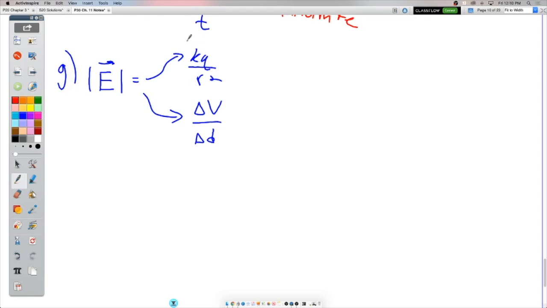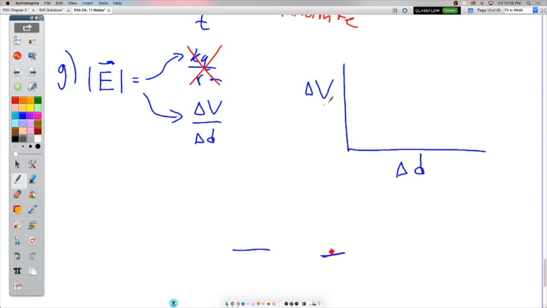We don't know the source of some charge. So that's going to be a charge of some source, which is kind of no good to us here. However, this one is going to tell us something probably pretty useful, right? So I'm going to plot the voltage, or the potential difference, as a function of the separation distance between the plates.